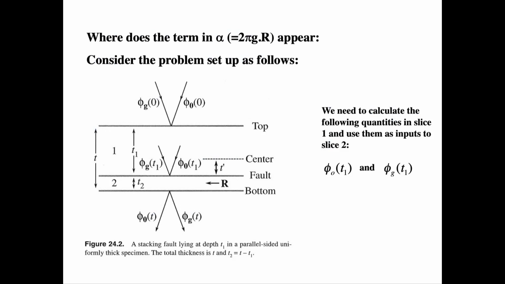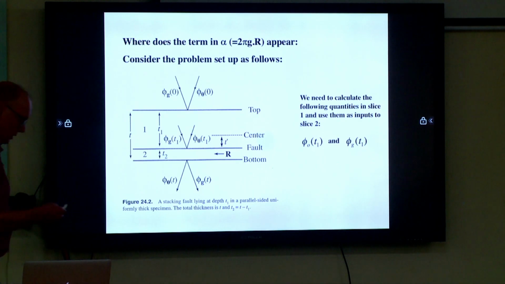Okay. So what they do, just to show you what happens, is alpha equals 2 pi g dot R, and we consider the problem set up as follows. Here's the incident beam at the top, and when it meets the fault, there's one set of solutions here, and they enter the second slice, just as we saw, D1 going to D1 prime and so on, or D2 going to D1 prime. And so we have to calculate what's going to happen here and then continue on to the bottom.